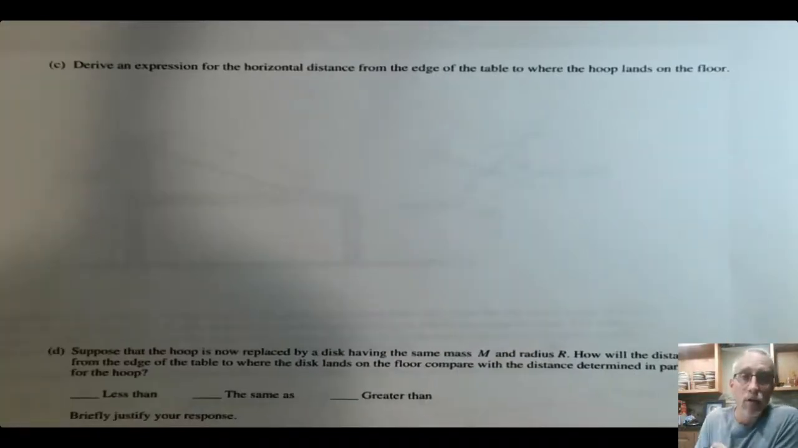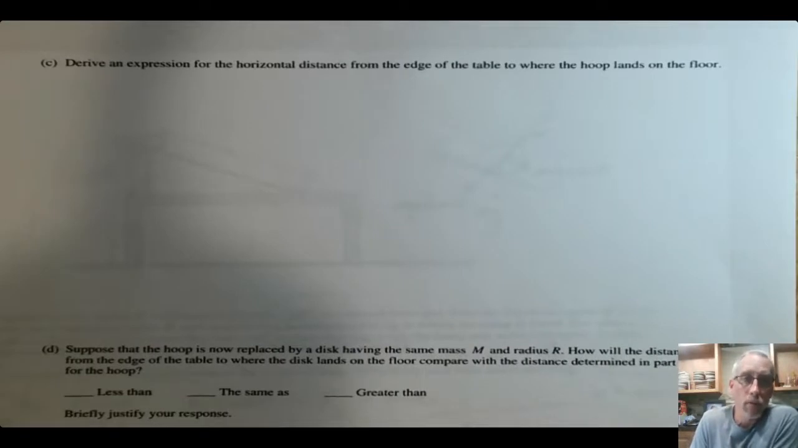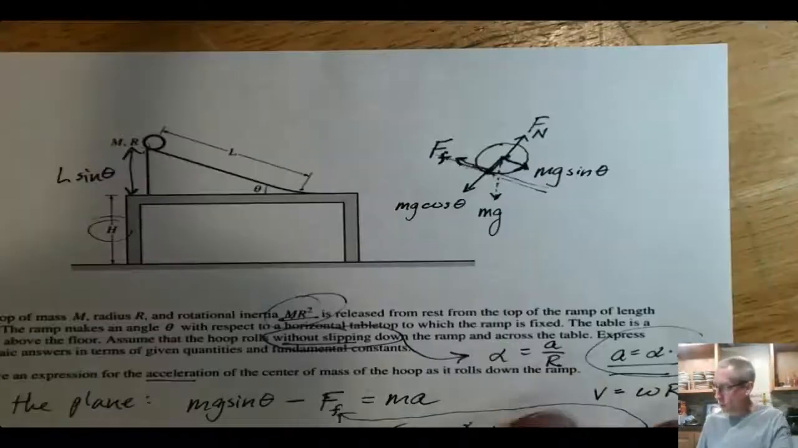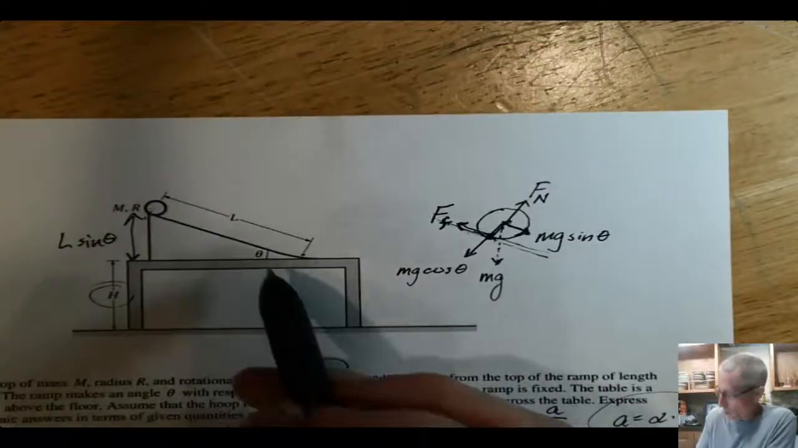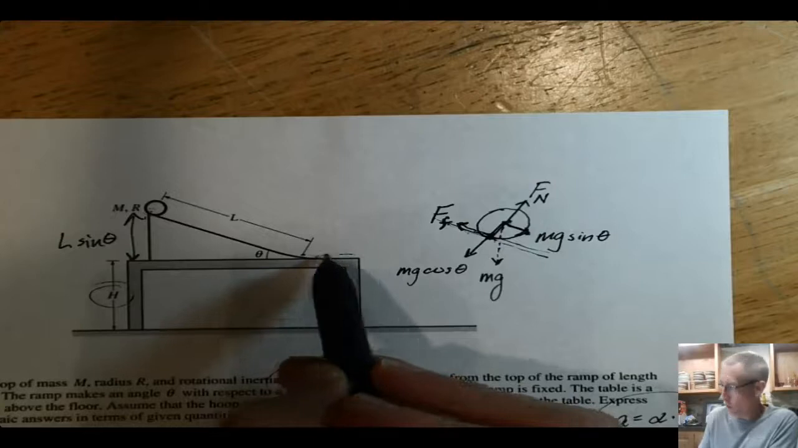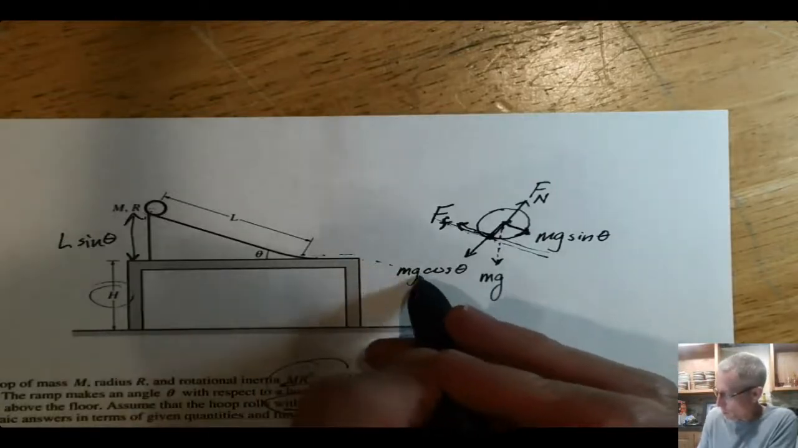So if you're not interested in looking at a projectile motion part, I give you permission to skip part C and just go right on to part D. Part D is some more rotation. But they want to know the horizontal distance from the edge of the table where the thing would land. Once it rolls down the ramp and reaches the level table, it's going to move at that same speed that we found in part B, and then it becomes a projectile.